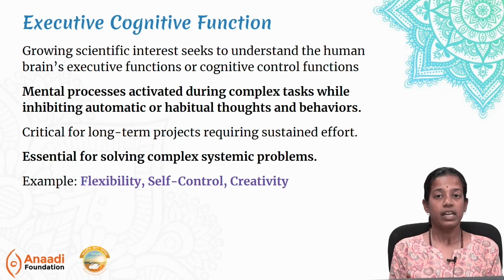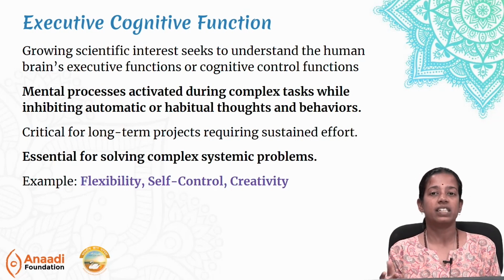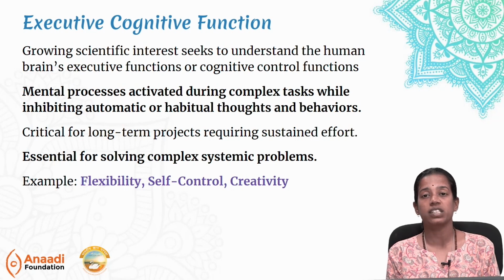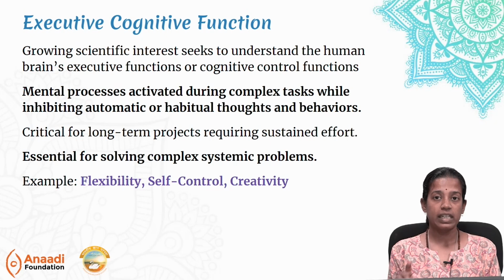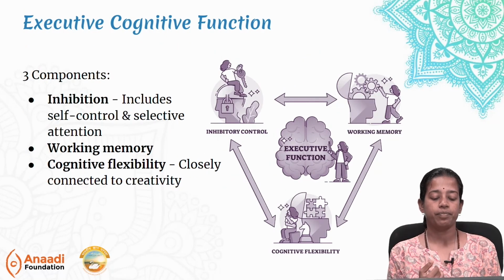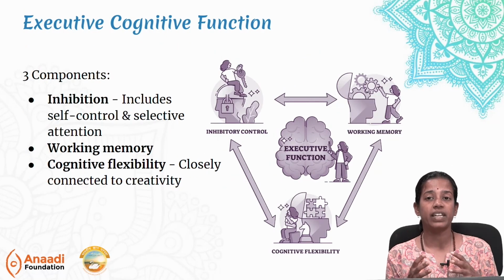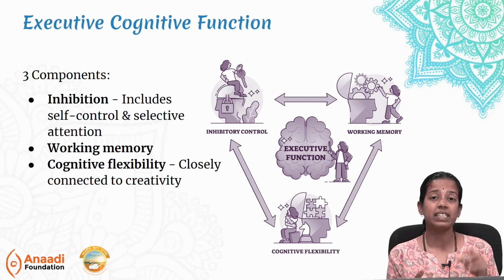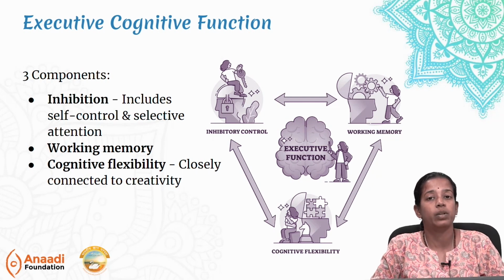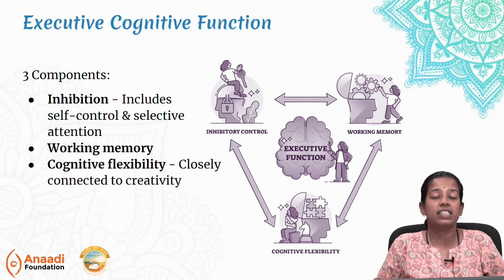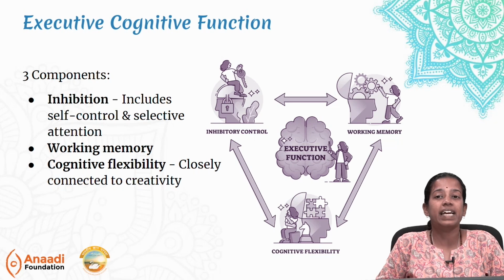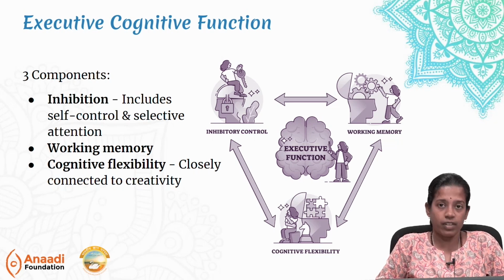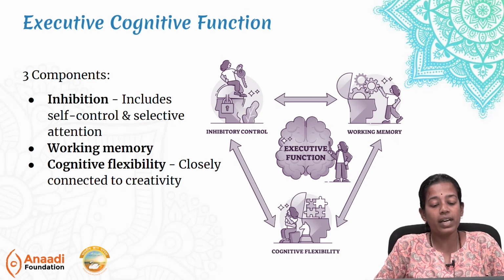This is what happened. Now we will further understand what the functions are that are included in the executive cognitive function. Number 1 is that of inhibition. Inhibition will include self-control and selective attention. Both these components are included in the executive function called inhibition, inhibitory control. Second is that of working memory. We will shortly see what these are. Working memory is also very important.